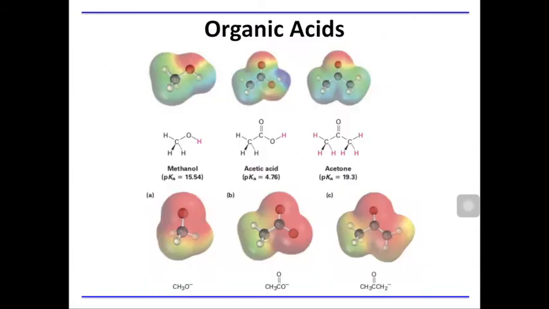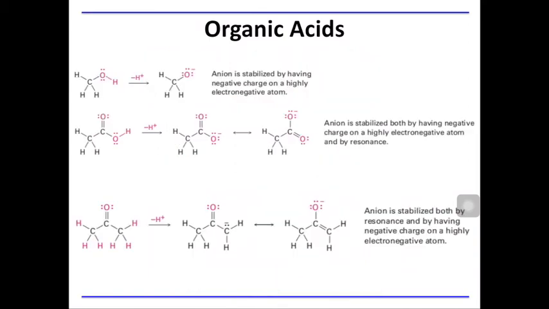Some examples given here are methanol having a pKa of 15.54, acetic acid 4.76, meaning acetic acid is more acidic than methanol. These hydrogens of acetone have a pKa of 19.3, meaning it is even less acidic than this hydrogen of methanol. And these ones are their conjugate bases. We have methoxide, acetate, a carbon ion form of your enolate. Okay, what affects the strength of conjugate bases?